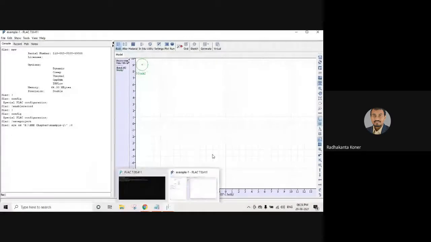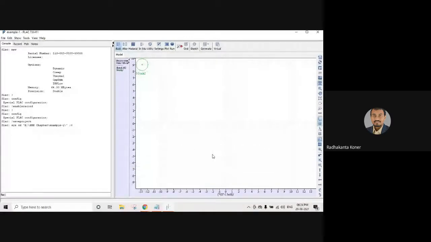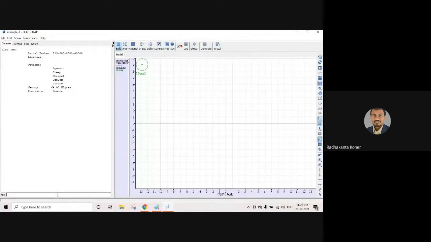This programming syntax more or less follows the logic of C programming. Only some syntax is different, but the flow is just like C, logically. So we will first go to the console window. First, click New so that everything will be removed. You see in our options we can have dynamic, creep, thermal, and so on. So go to the console for programming record.